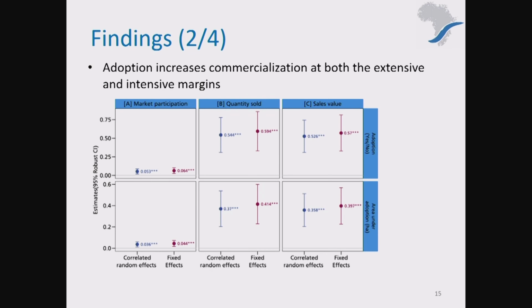But also, we see that when we look at both the extensive and the intensive margins, adoption increases commercialization. So by the extensive margin, we mean households that just participate in markets, but by the intensive margin, we really talk about the market surplus. What quantity of legumes are you selling in market? And we find all these increases.